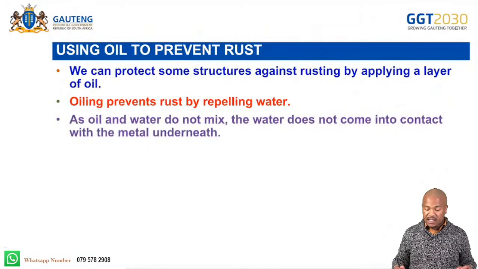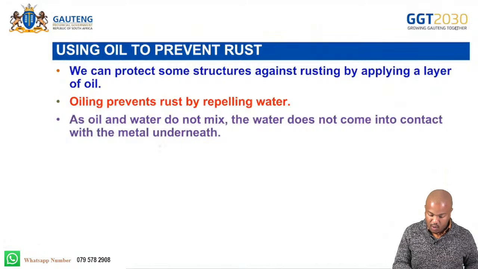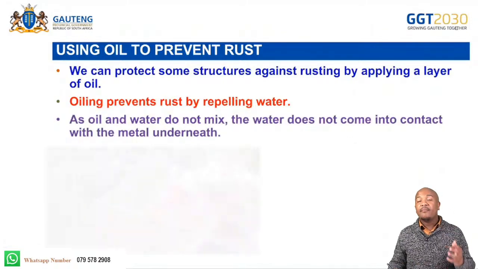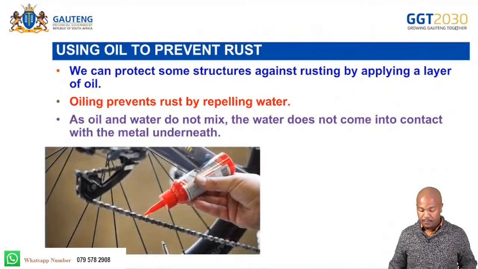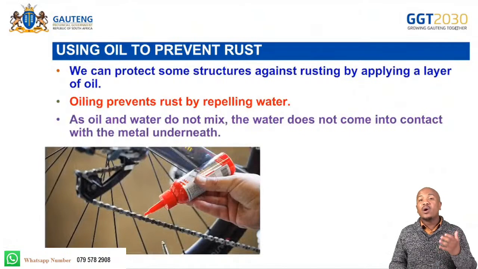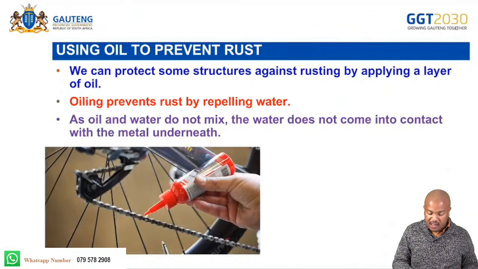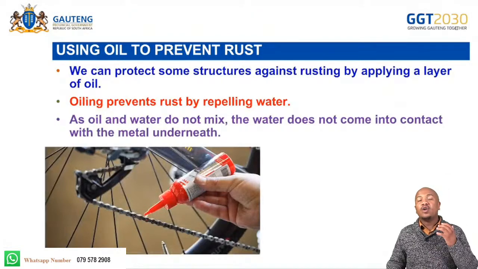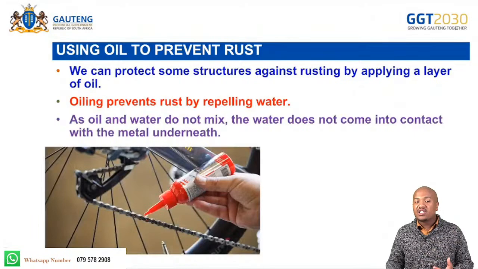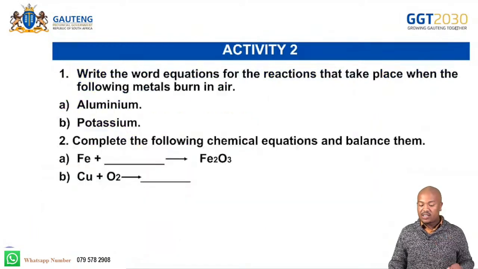So as I said, oil and water do not mix. The water does not come into contact with the metal underneath the oil, right? So here's an example again of oiling, for our bicycle, right? So that it stays in this condition for a long time. So it can cycle smoothly for a long time without having the chain rusted.